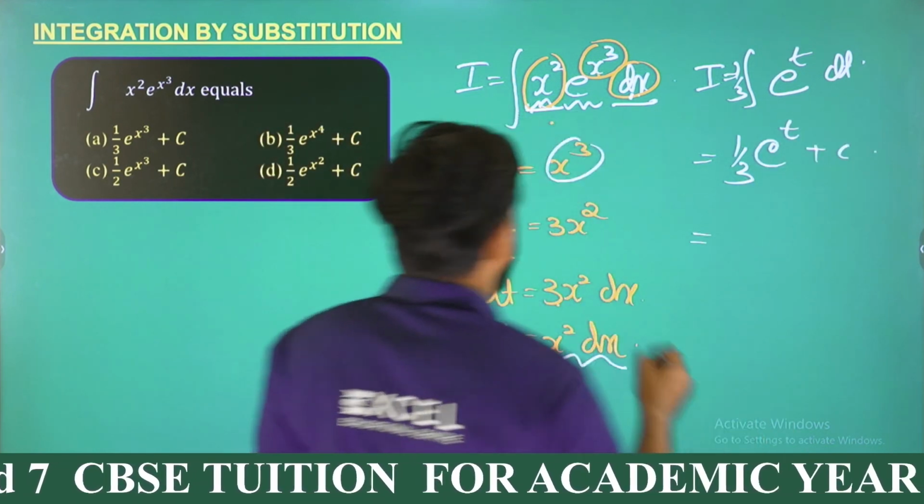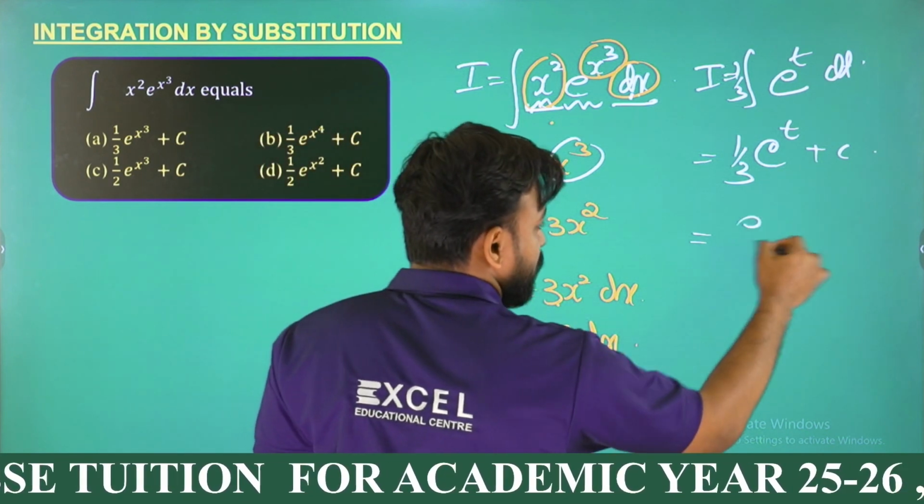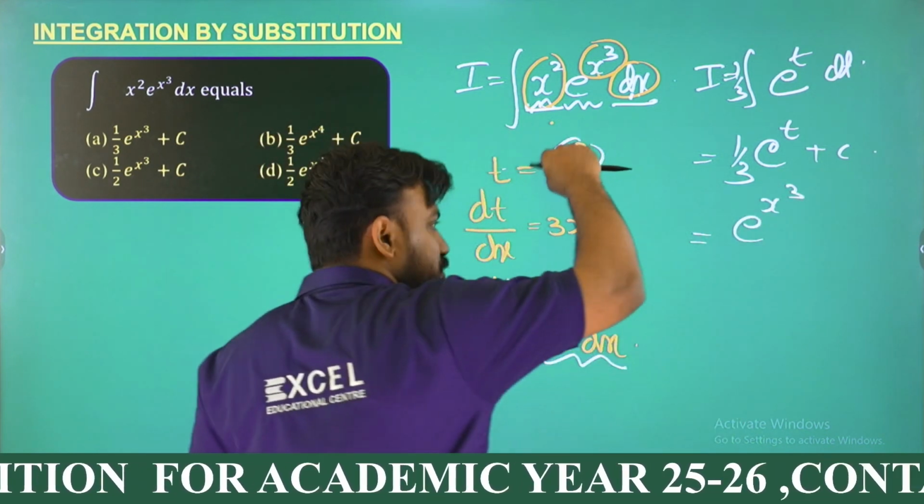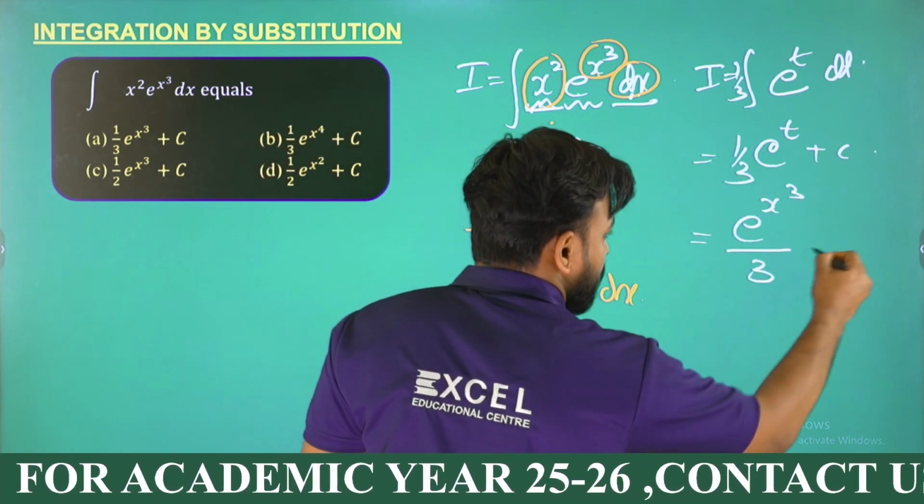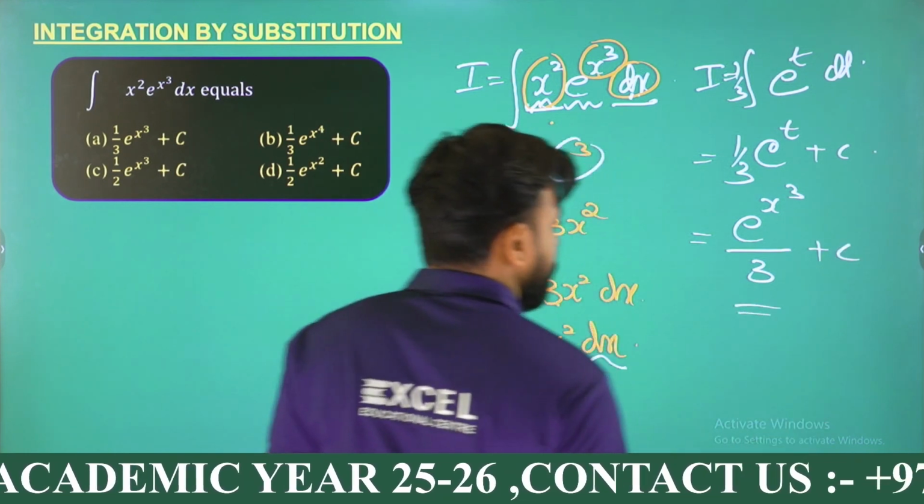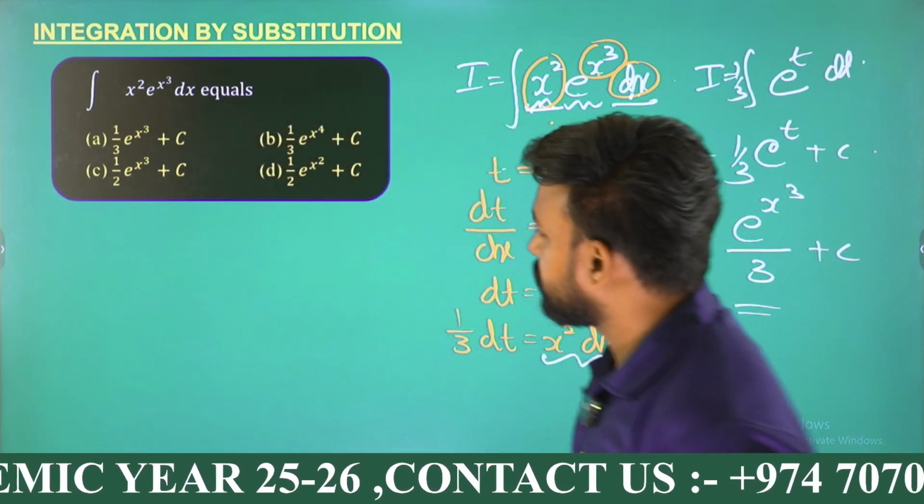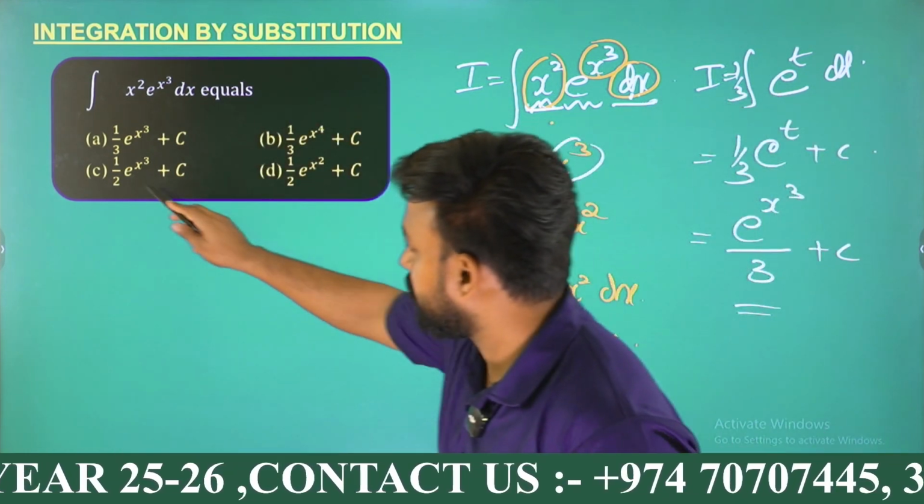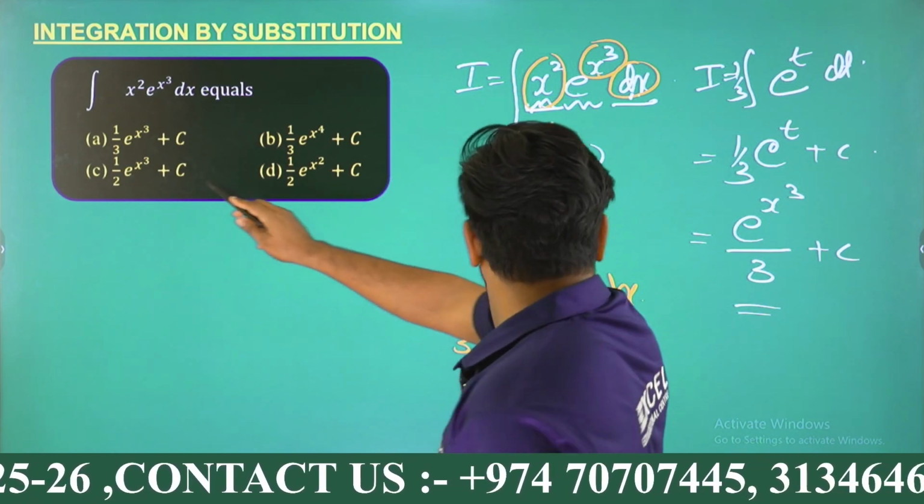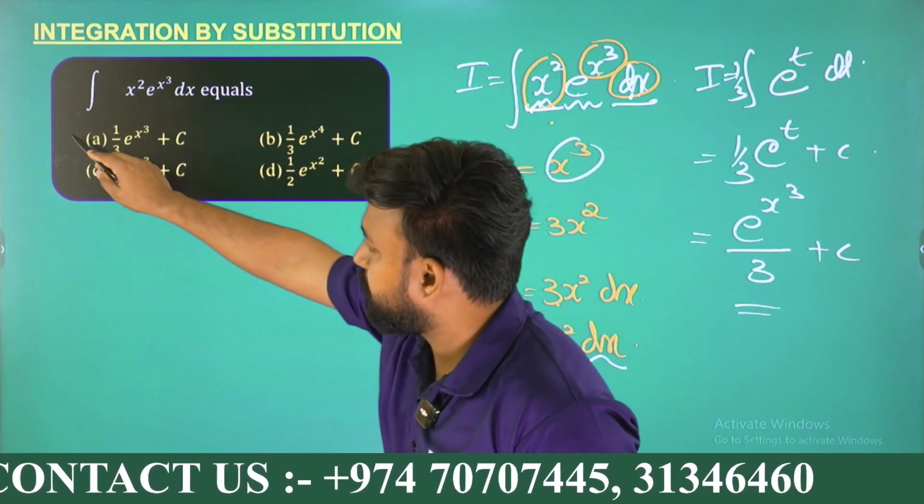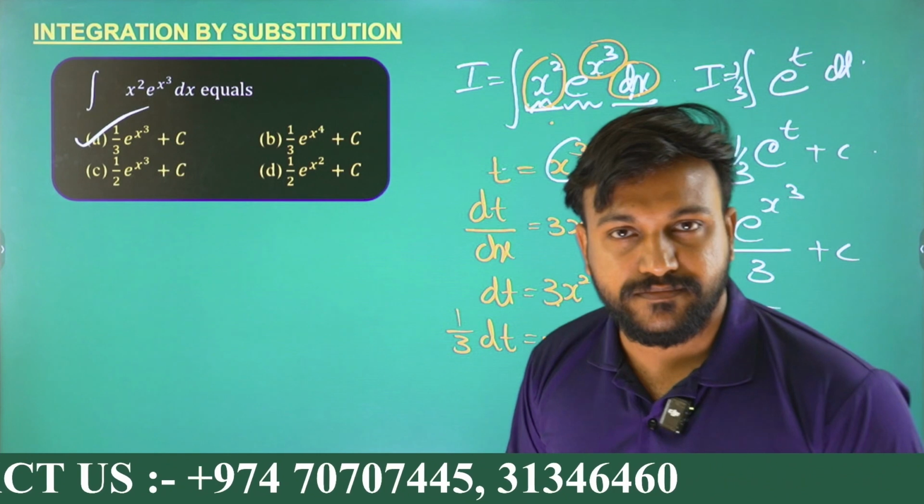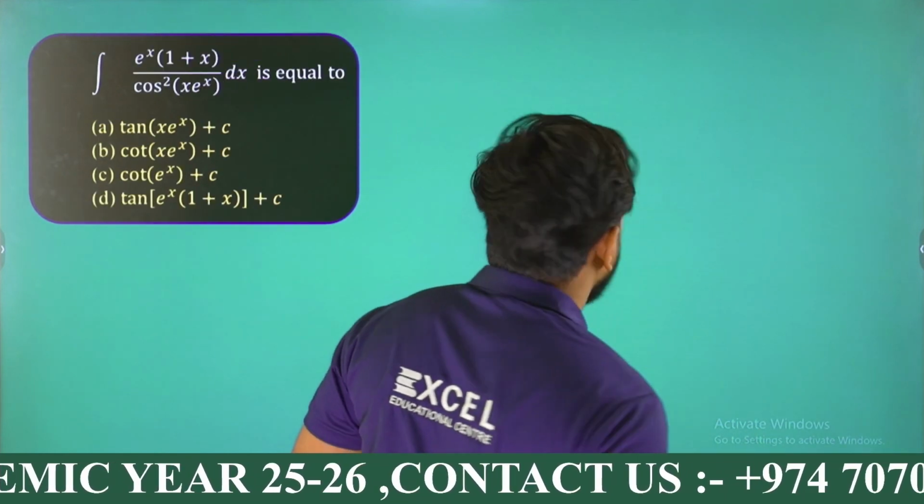So what is t? What is your substitution? x cube. So e raised to x cube, we have to put that back here, all divided by 3 plus c. So it is e raised to x cube by 3 plus c. So that's your answer. Next question.